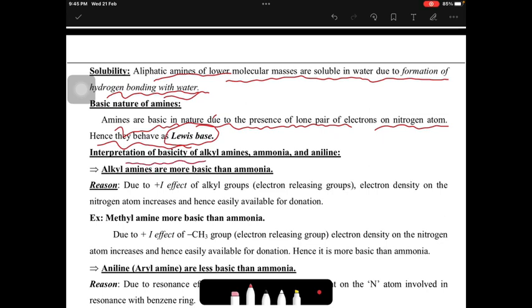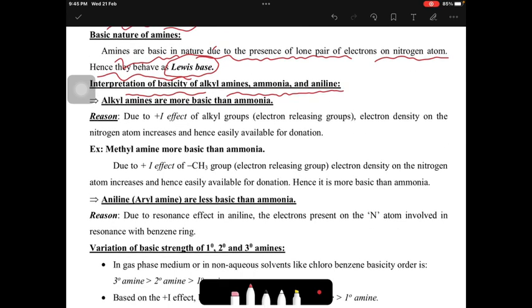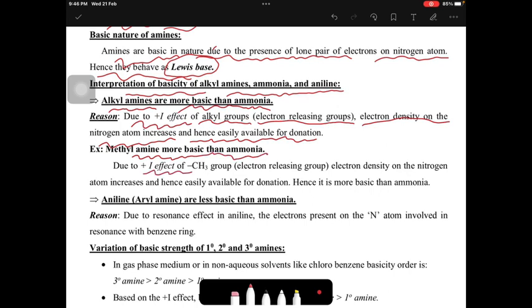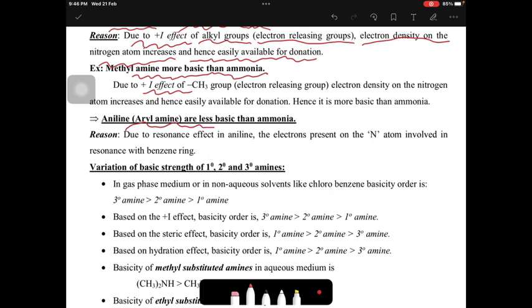Interpretation of basicity of alkylamine, ammonia and aniline. Alkylamines are more basic than ammonia due to the plus I effect of the alkyl group, an electron releasing group. Electron density on the nitrogen atom increases and hence it is easily available for donation. Methylamine is more basic than ammonia due to the plus I effect. Aniline is less basic than ammonia due to the resonance effect of aniline.